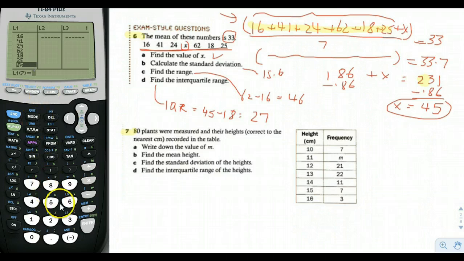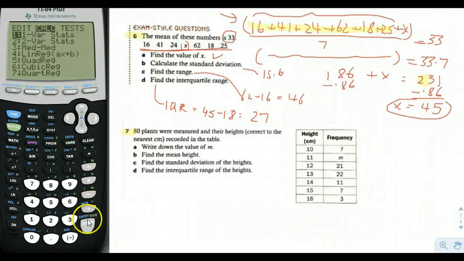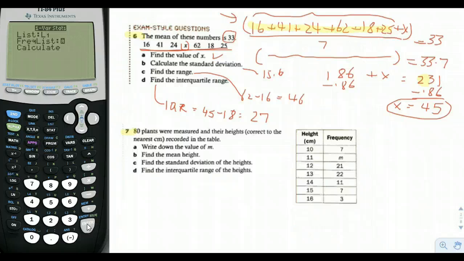How about if I guess 30? Okay, and then I'm going to put in all these numbers, 16, 41, 24, 62, 18, 25, and then I'm going to guess that this is 30. You're not going to be right, but you just do that for a first guess. And then you do 1-bar stats, and you do list L1, and then you calculate, and then it'll tell you that the mean is 30.857, but the mean you're shooting for is 33. So obviously the number 30 that you put in was too small.